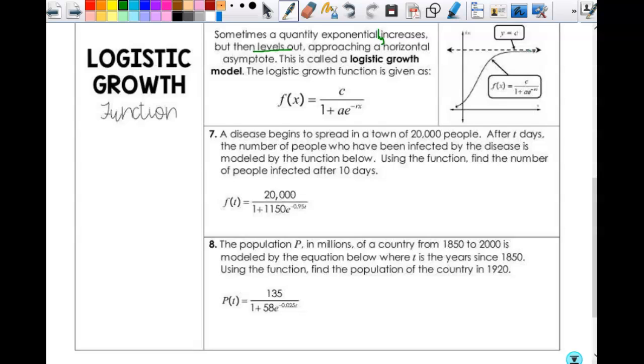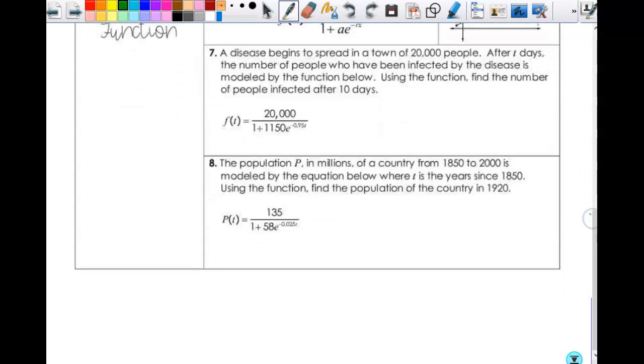There aren't those people there, okay? So that's how we know what that C is right there. And then the rest just says blah, blah, blah. After T days, the number of people who have been infected by the disease is modeled by this function. Using the function, which was already written for you, find the number of people infected after 10 days.